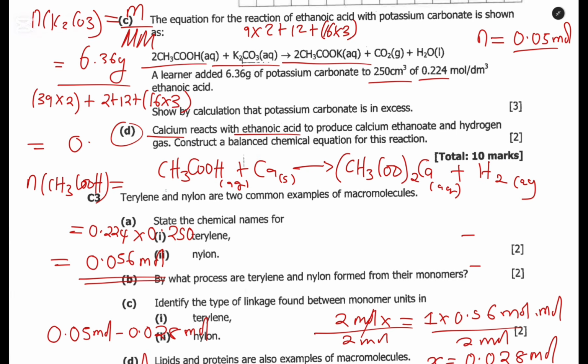Now let us check if it's balanced. Carbon, how many are there? 1, 2, that is just 2. Then on this side 1, 2. Then oxygen 2.